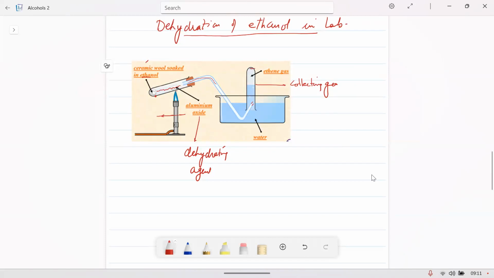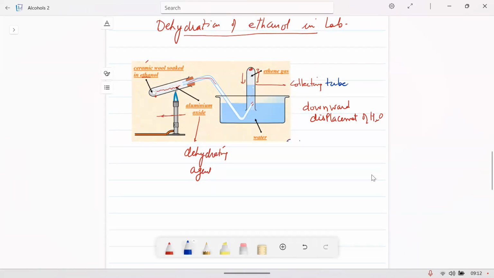Now, initially the water is filled up to here. Gases being lighter, they will start collecting over here and they will push the water down. This is called downward displacement of water. So the empty space at the top of the collecting tube will give you the idea of how much gas has been collected.